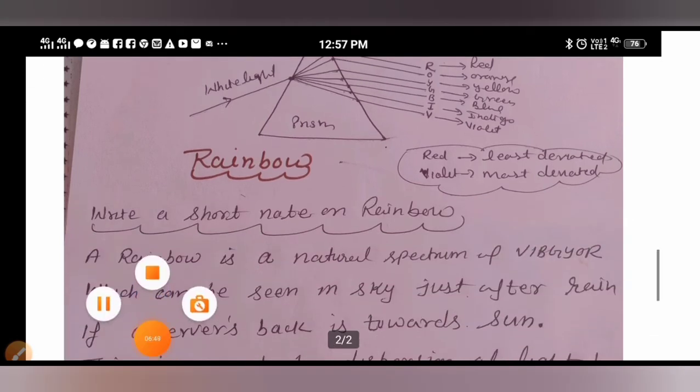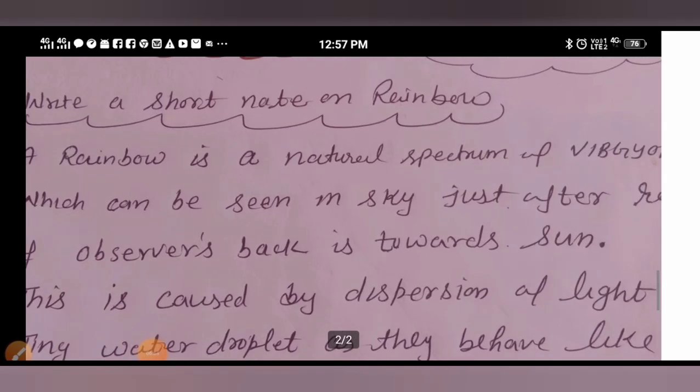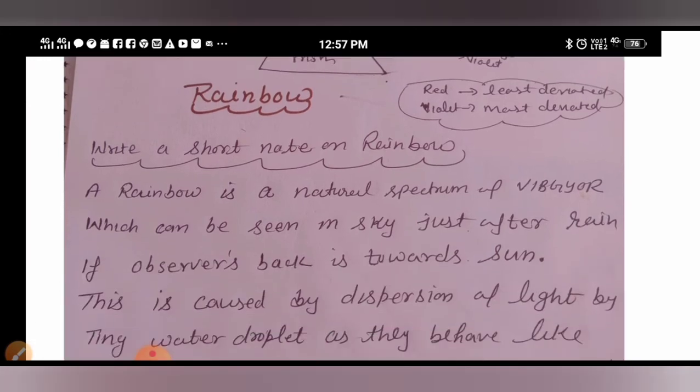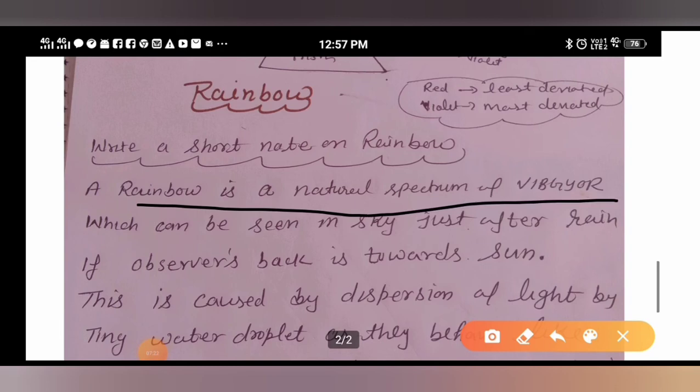Okay, so students, this is all about your dispersion. And now one very important phenomenon is there which is based upon dispersion, and we call it rainbow. Obviously everyone feels happy to see a rainbow, and if you have observed, you can't see a rainbow on a sunny day. A rainbow can only be seen after rain. Just after rain you can see the rainbow. And what is rainbow? So rainbow is nothing but a natural spectrum of colors with VIBGYOR.